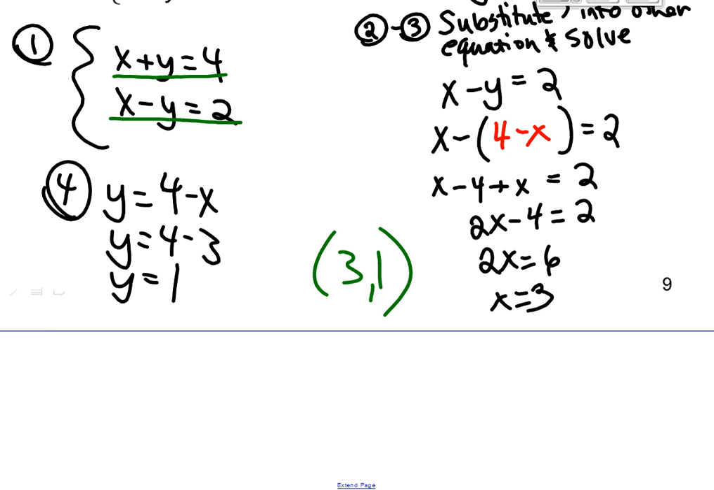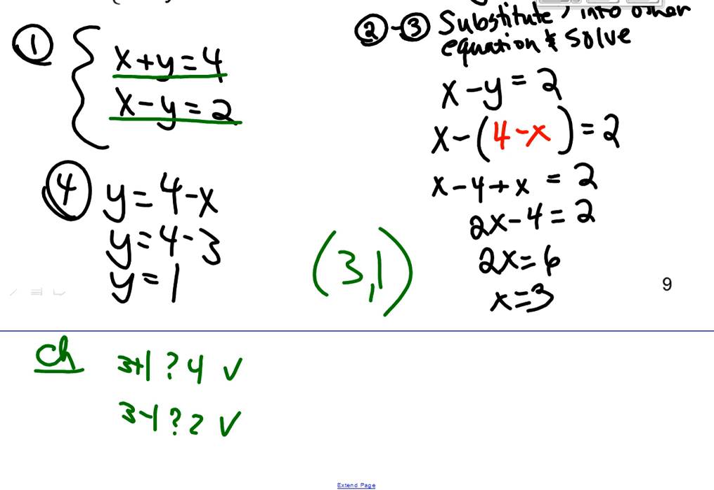And then we just want to check as we go. And I would say checking in your head for a lot of these. So 3 plus 1, and how does that compare to 4? It is 4. And then 3 minus 1, how does that compare to 2? It is 2. And so the check for that one is pretty straightforward.